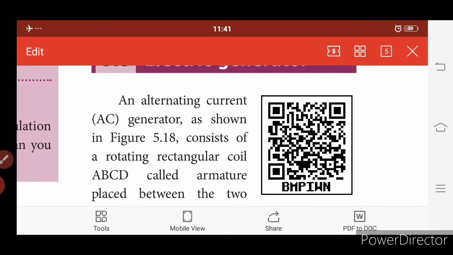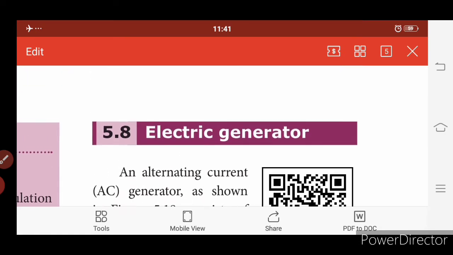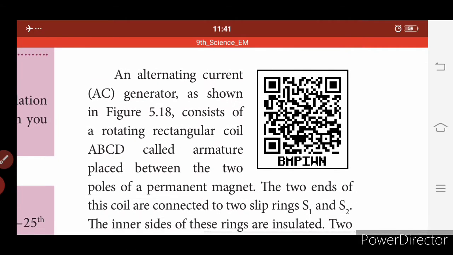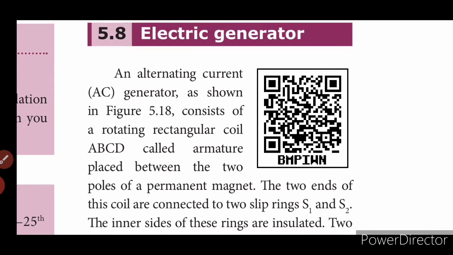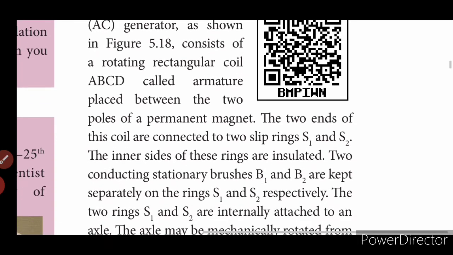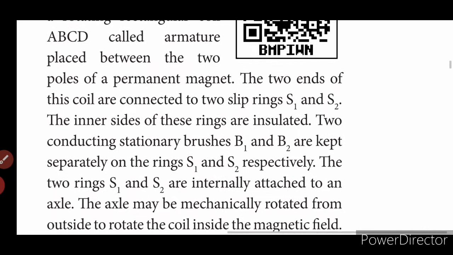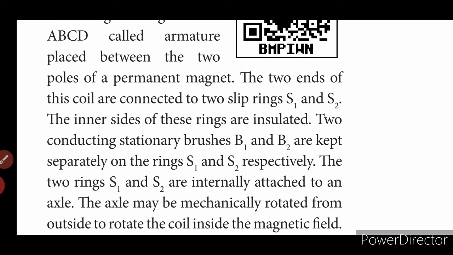Now we will see the working of the electric generator. An alternating current (AC) generator, shown in figure 5.18, consists of a rotating rectangular coil ABCD called the armature, placed between the two poles of a permanent magnet. The two ends of this coil are connected to slip rings S1 and S2. You can refer to the diagram side by side.